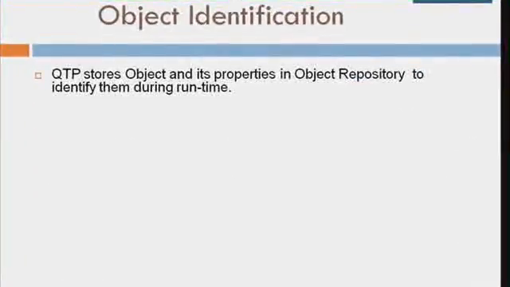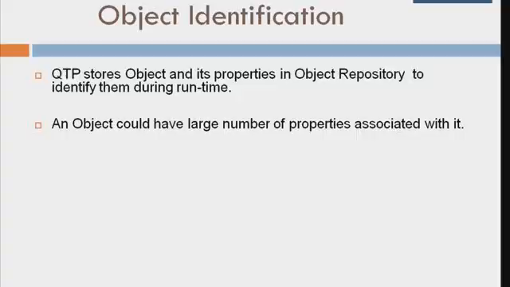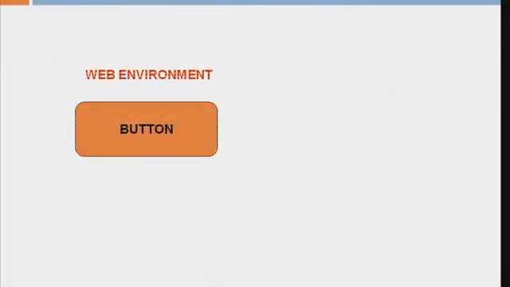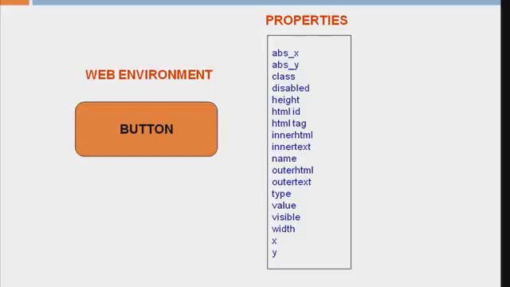QTP stores objects and their properties in the object repository to identify them during runtime. An object would have a large number of properties associated with it. For example, in a web environment, a button could have the following properties associated.